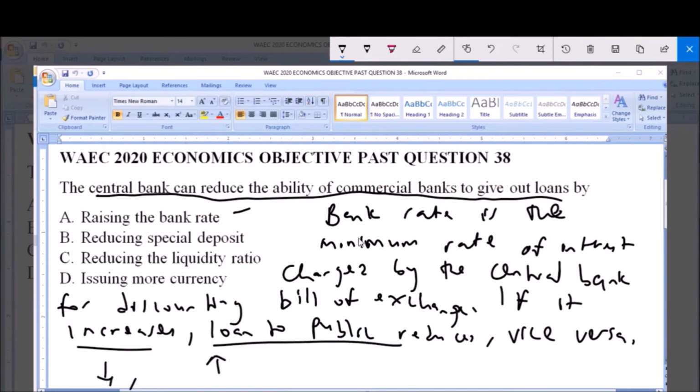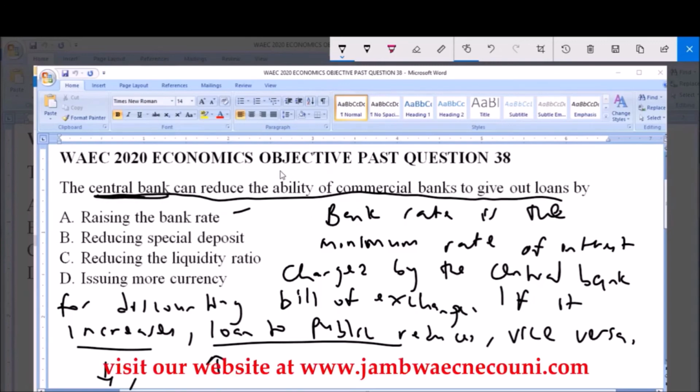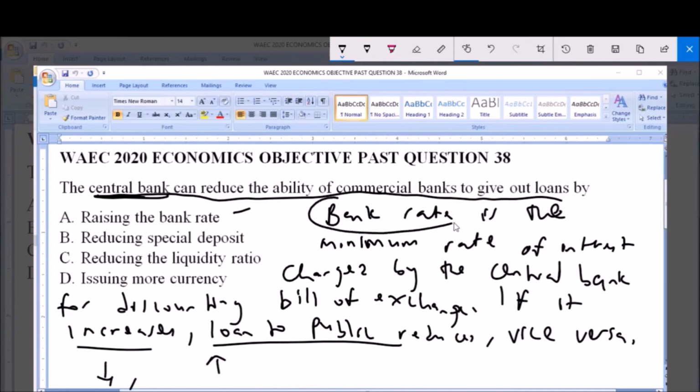So the government, or the central bank rather, whenever they want to reduce the ability of commercial banks to give out loans, one of the measures they take amongst the options given to us is to raise or increase the bank rate, and as we have rightly established, it reduces loan to public. So option A, raising the bank rate, is the correct answer to this question. The remaining three options are not linked to reducing the ability of commercial banks to give out loans.